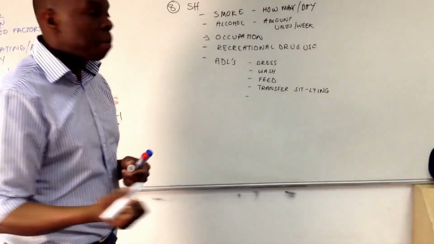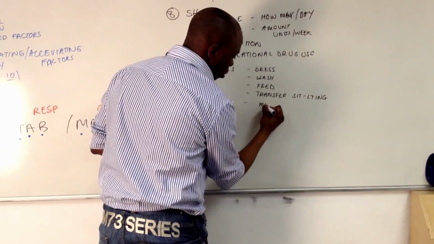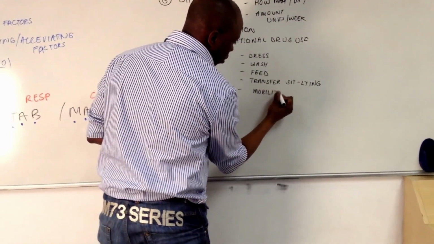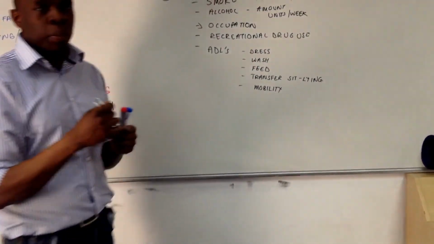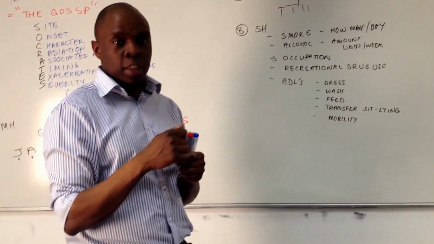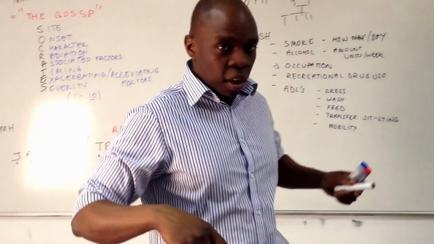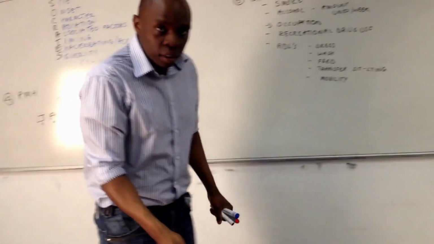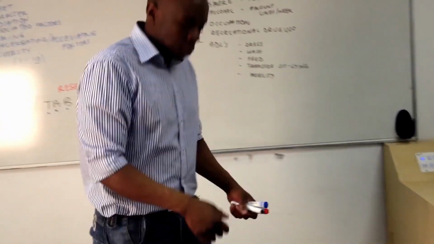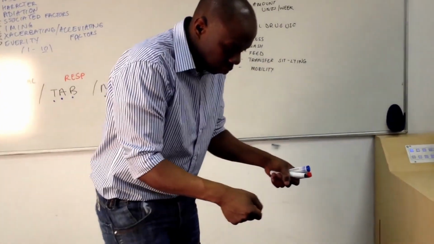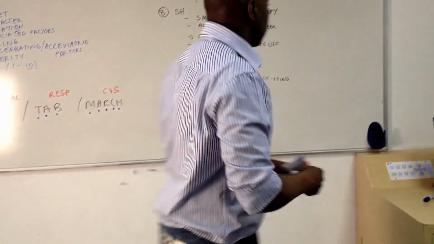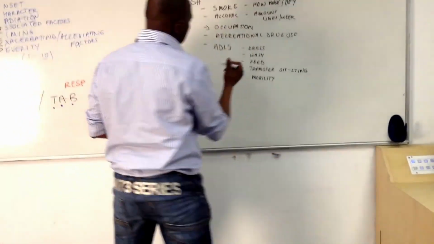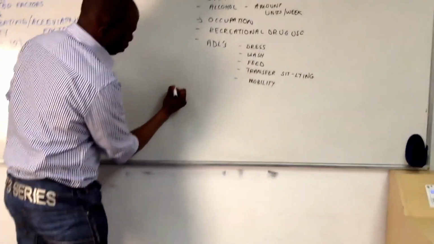Next, you want to find out about their mobility. So how many people does it take to move them around? Do they need one person either side, walking between two people, or do they walk with a stick? So how do they mobilize? Or was it with a Zimmer? So that's ADLs.